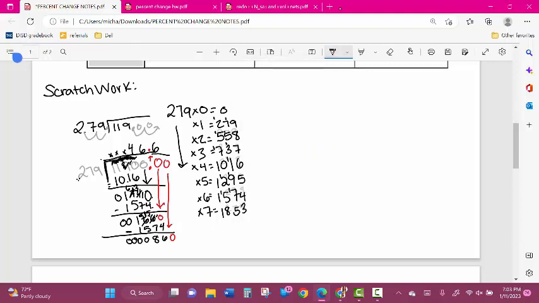279 into 860. It looks like it's going to go in 3 times without spilling over, because 4 times would be 1,000. So I'll use 3. 3 groups of 279 is 737. We'll subtract that. Okay. Can't take 7 from 0, so 6 tens becomes 5 tens, and 0 ones become 10 ones. 10 minus 7 is 3. 5 minus 3 is 2. 8 minus 7 is 1.